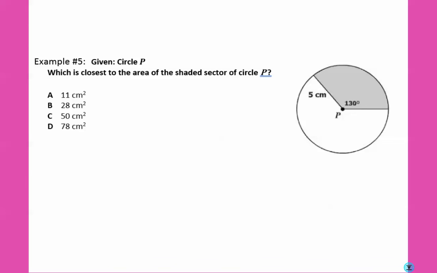And example number 5. Given circle P, what is closest to the area of the shaded sector? So we need the area of a circle, which is pi r squared. We know our radius is 5. But that's going to give us the area for the whole circle. We just want this section here. Since the whole circle is 360 and we only want 1/30 of it, we're going to multiply by 1/30 out of 360. And when you type that in your calculator, we get approximately 28 centimeters squared. Go ahead and work on your practice problem.